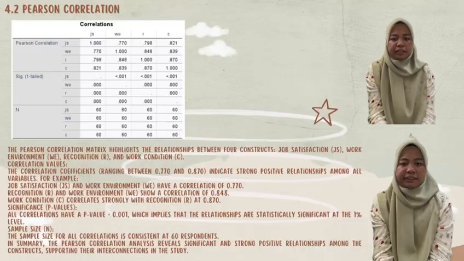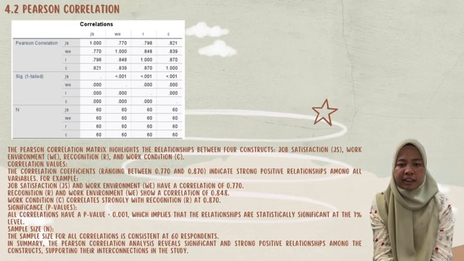This correlation matrix highlights the relationship between 4 constructs: job satisfaction, JS, work environment, WE, recognition, R, and work condition, C. Correlation value: the correlation coefficients ranging between 0.770 and 0.870 indicate a strong positive relationship among all variables. For example, job satisfaction, JS, and work environment, WE, have a correlation of 0.770, recognition, R, and work environment, WE, show a correlation of 0.848, and work condition, C, correlates strongly with recognition, R, at 0.870.